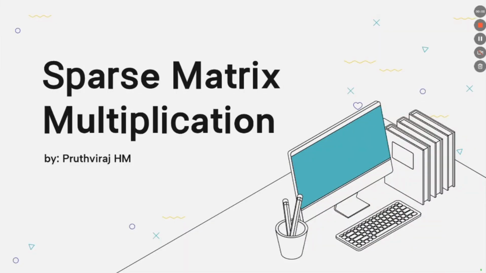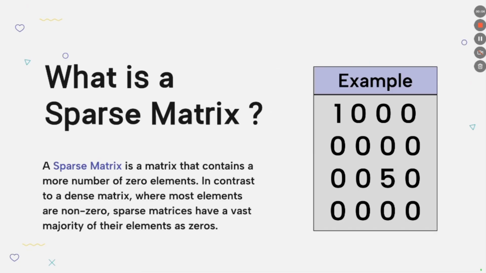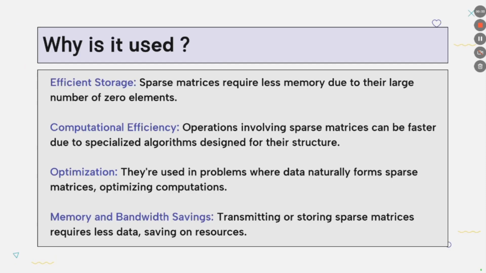So yes, now let's begin our topic, that is sparse matrix multiplication. So you might be having a question, what is a sparse matrix? The sparse matrix is basically just like an ordinary matrix, but this matrix contains most of its elements as zero elements. In other matrices we usually see a variety of numbers, but in a sparse matrix especially we'll be seeing more zero elements than normal elements.